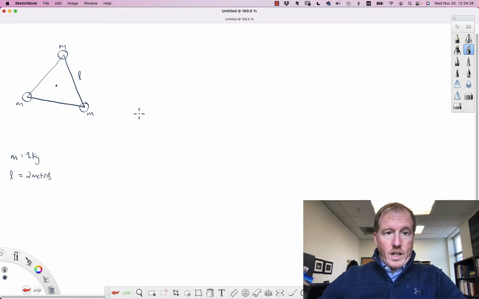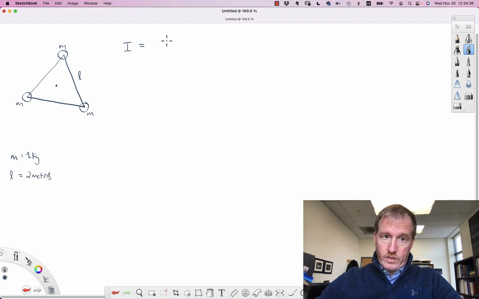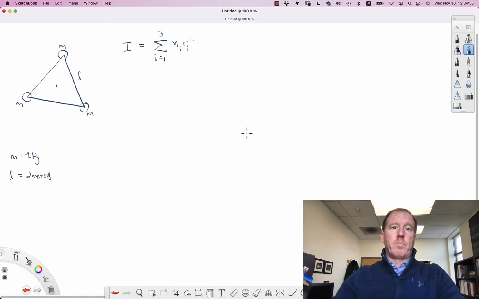So we have the center of mass at the center of the triangle. And so the way we figure out the rotational inertia for a discrete set of objects like what we've got, as opposed to a continuous mass, we take the sum from i equals 1 to 3 in this case. We've got three masses, and we take the mass m_i times the distance of that mass from the center about which we're computing the rotational inertia, squared.